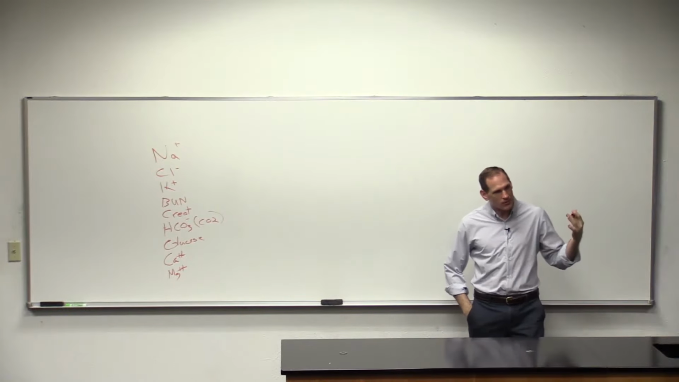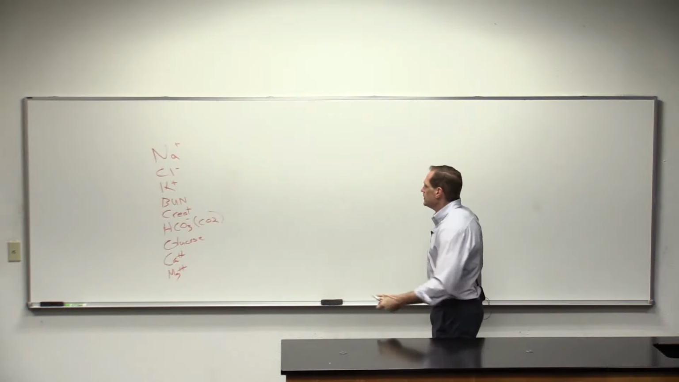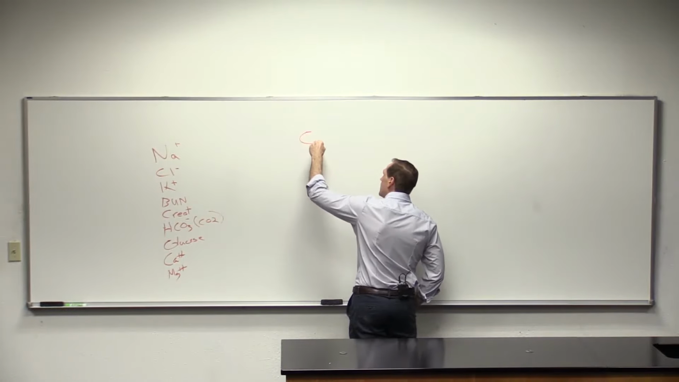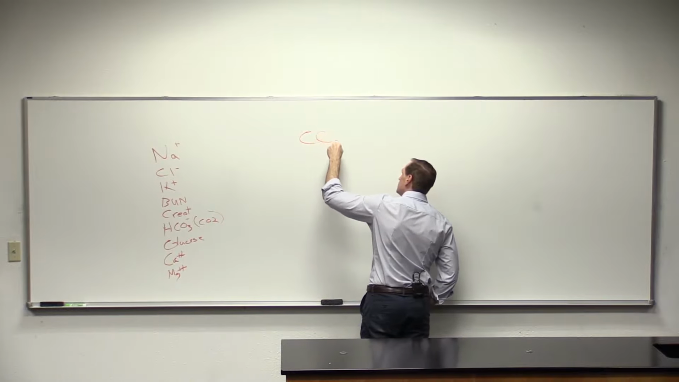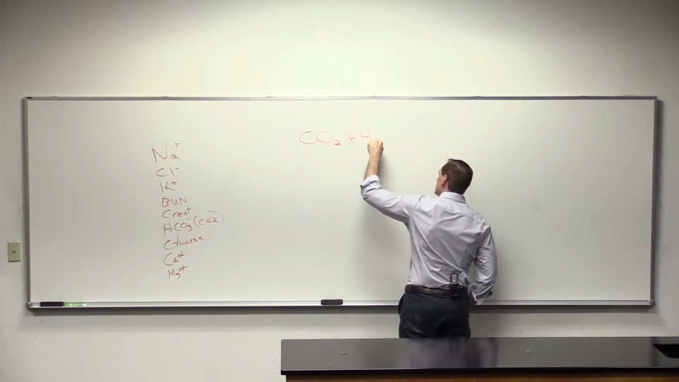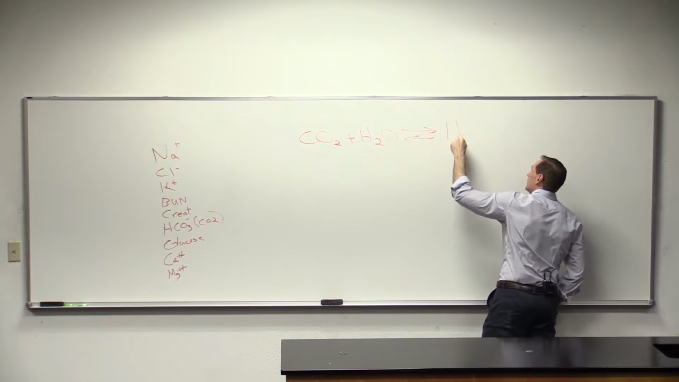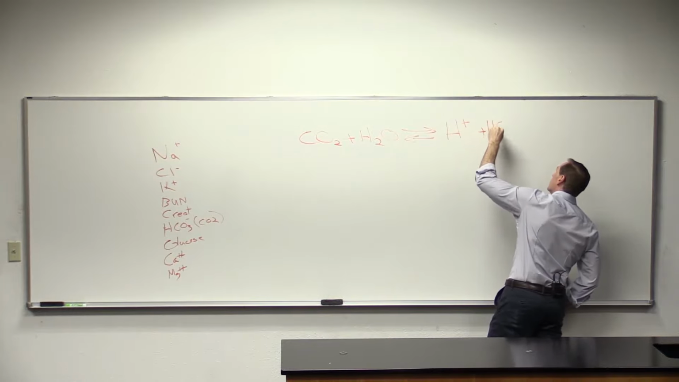All right, so at this time what we're going to do is move on to acid-base balance. So we already talked about carbonic acid: carbon dioxide in water, a reversible reaction, gives a hydrogen ion plus a bicarb molecule.